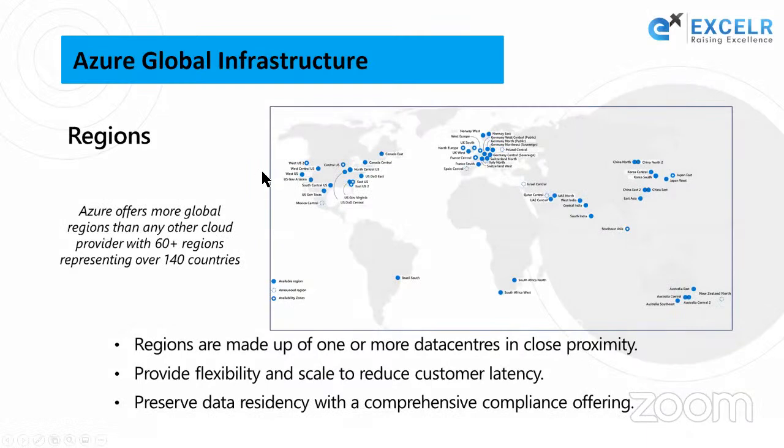So first and foremost, the thing we want to look at is the region. An Azure region is made of two or more data centers which are in close proximity. Yeah, one or more data centers within close proximity. These are the actual physical data centers of Azure.